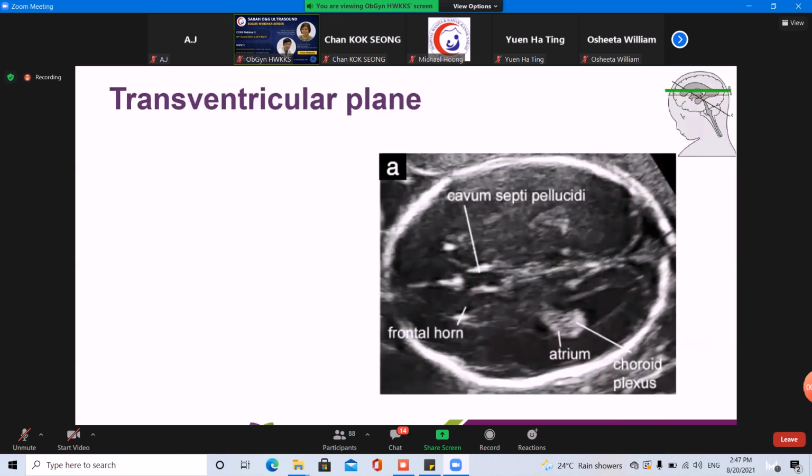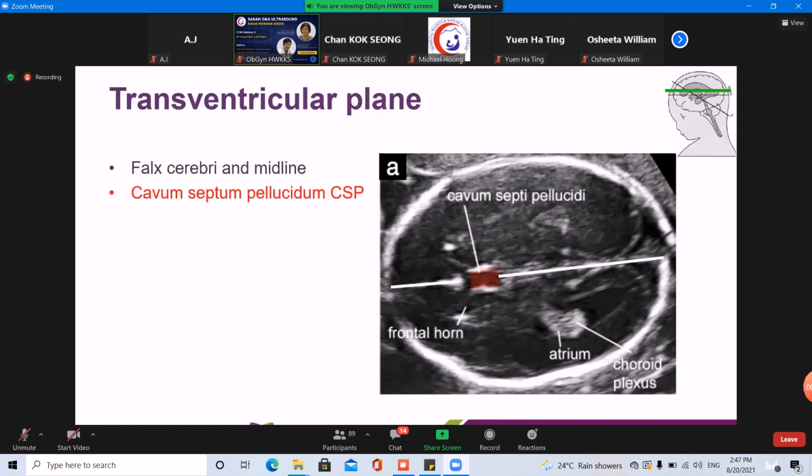The second plane is the transventricular plane. Now, in this plane, again, you can see the white line in the middle, which is the falx cerebri or the midline, and you can also see the very important structure CSP here, and the two comma-shaped frontal horns, and you can see the sylvian fissure. But in this plane here, this is the transventricular plane, you can see the whole lateral ventricle from the frontal horn to the body to the atrium. But then you can only see the ventricle on the far side, but the near side you can't see very clearly because of the shadowing of the skull bone here.